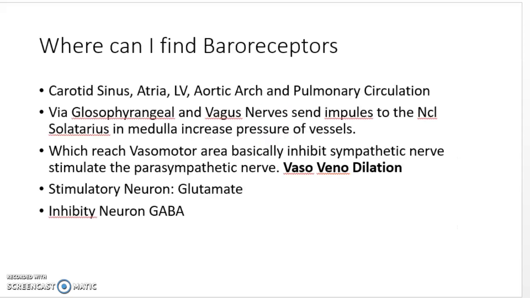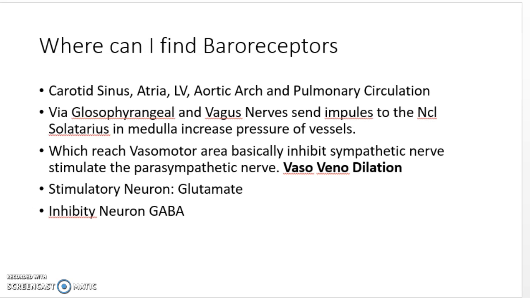Where are baroreceptors located? Well, they are located in the carotid sinus, the aortic arch, the left ventricle, the atria, and the pulmonary circulation. What is the main function of baroreceptors? Well, they are stretched in the wall. They send impulses using the glossopharyngeal nerve and the vagus nerve all the way to the medulla oblongata, and in the medulla oblongata, the nucleus solitarius.